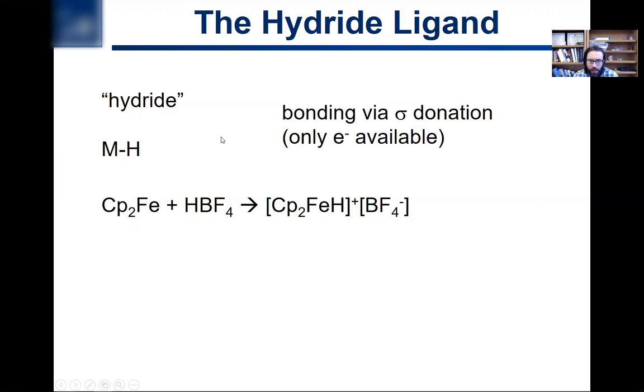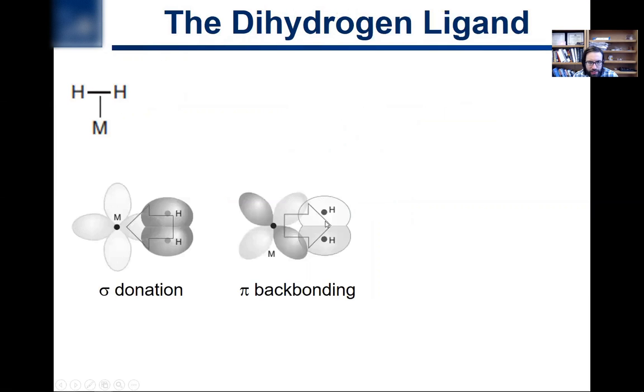In the MO diagram, there's only one electron for hydrogen, it's just an atom. So the only thing that can happen is bonding via sigma donation. So this looks like this. You can make these by adding a strong acid to different organometallic complexes, and then you'll get this hydride here. You can also have dihydrogen act as a ligand, which is kind of interesting.